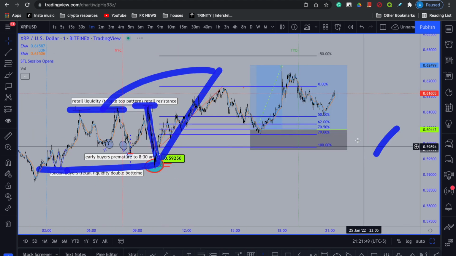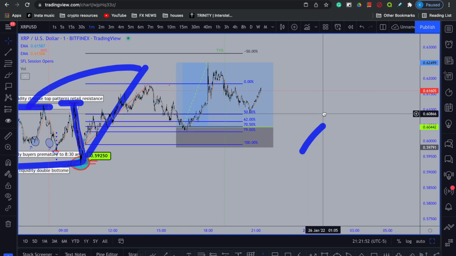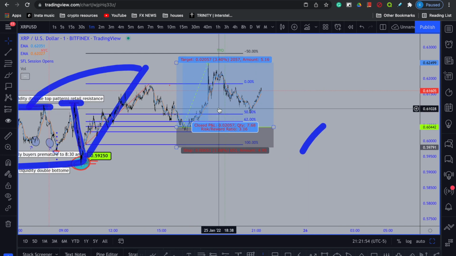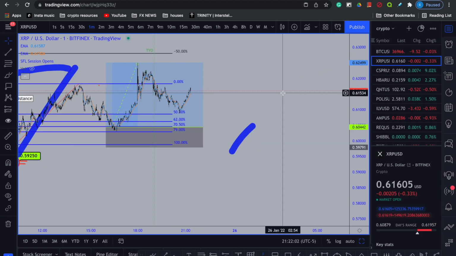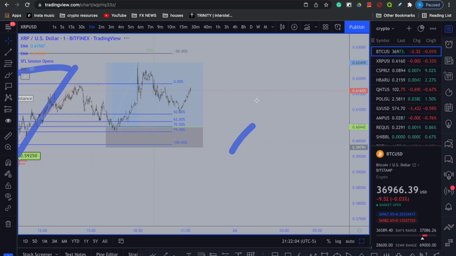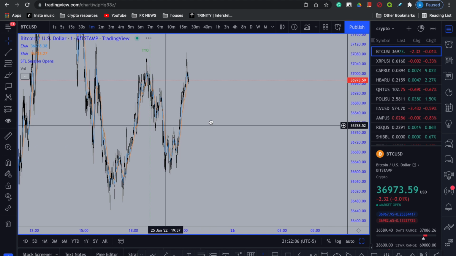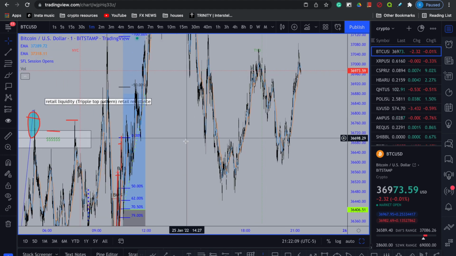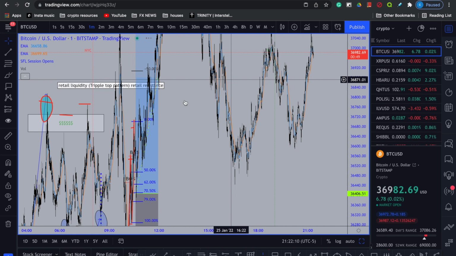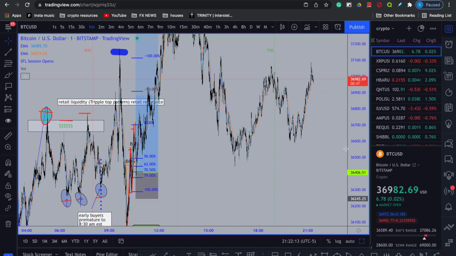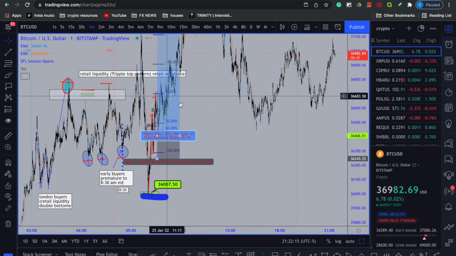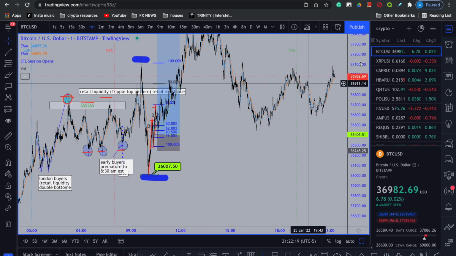And on XRP, again, hypothetically speaking, if you were trading, let's just say on a $10,000 account, 3%, you would have made $300. On a $100,000 account, you would have made $3,000. Okay, same thing with Bitcoin. This is a 6% trade. You would have made on a $100,000 account $6,000. On a $10,000 account, excuse me, $600. On a $20,000 account, 6%, you would have made $1,200. Okay, so do you guys see what I'm seeing?